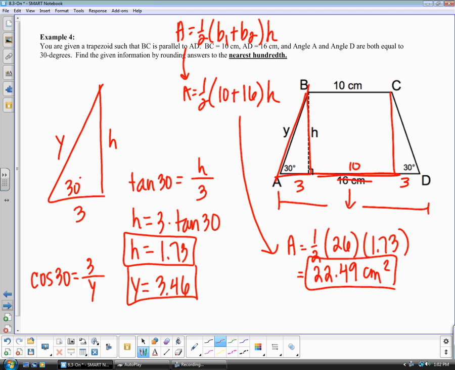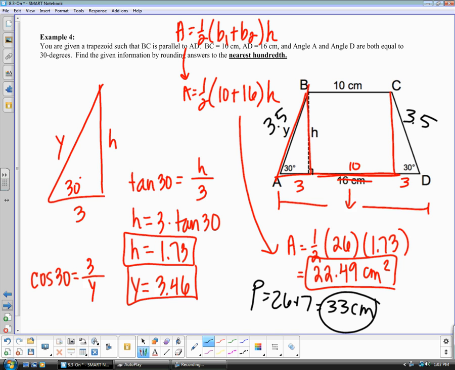Now they also want you to find the perimeter. That is the reason why we had to find y. Y came out to be about 3.5. 3.5 is going to be the same on both sides, so we're going to have 7 there. 26 plus 7. Your perimeter comes out to be around 33 centimeters.